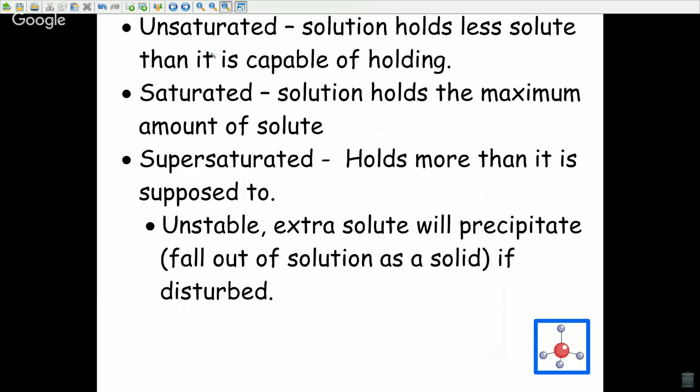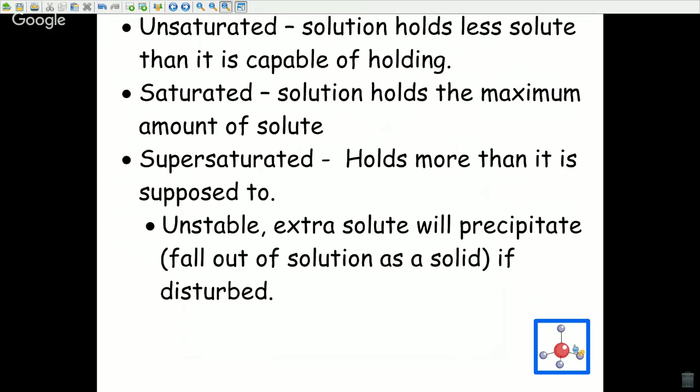So one way to know if you have an unsaturated, saturated, or supersaturated solution is to just drop a little bit more solute in there. And if it dissolves, you know it's unsaturated. If it settles to the bottom, then it's saturated. And if it turns into a solid, then it was supersaturated.